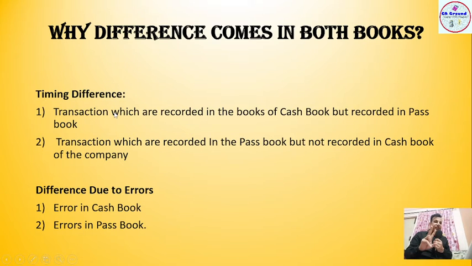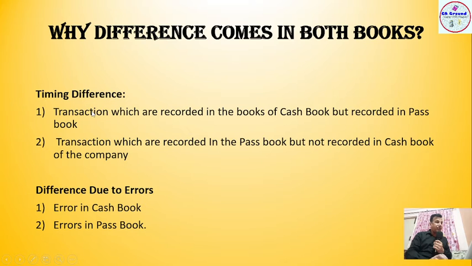There are two main reasons. The first reason is timing difference. The second is difference due to error. Error is understandable, but what is timing? So mainly there are two reasons, and for those reasons we are able to find the differences.